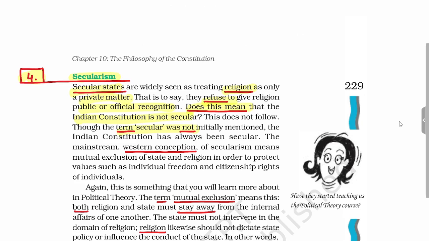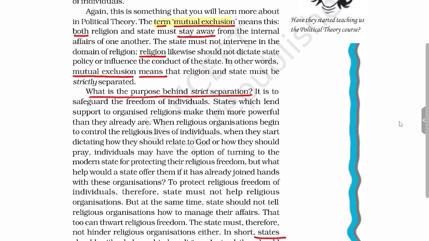However, the term secular is not mentioned anywhere in the original constitution of India. The Western concept of secularism is based on the concept of mutual exclusion, that is, of state and religion, in order to protect the values such as individual freedom and the citizenship rights. So what do you mean by the term mutual exclusion? Mutual exclusion means that both religion and state should stay away from the internal affairs of one another. Both religion and state should not interfere in each other.